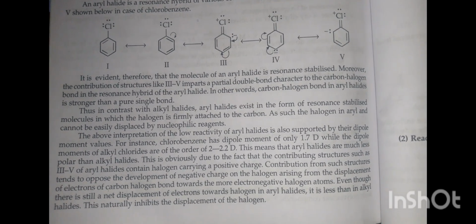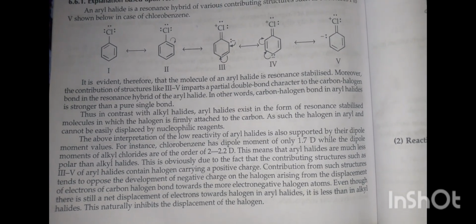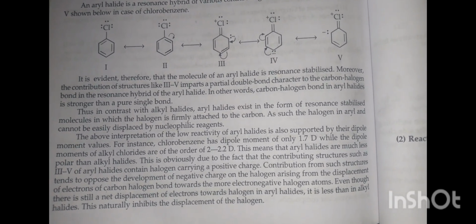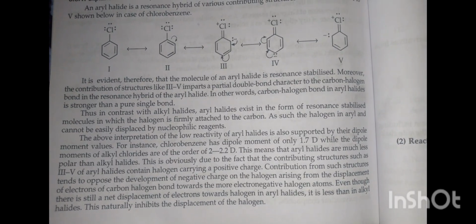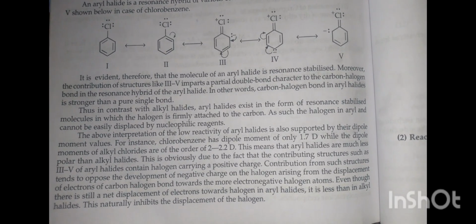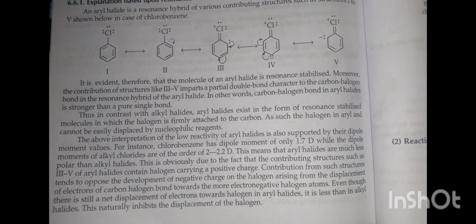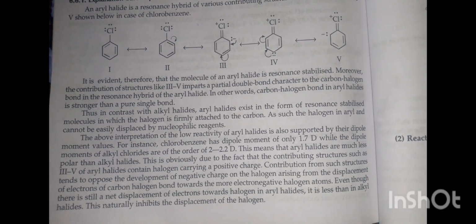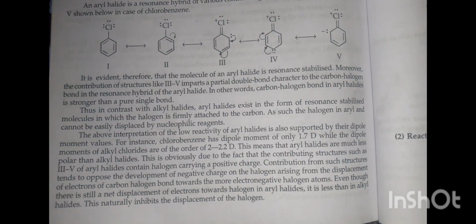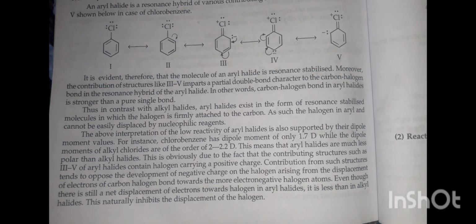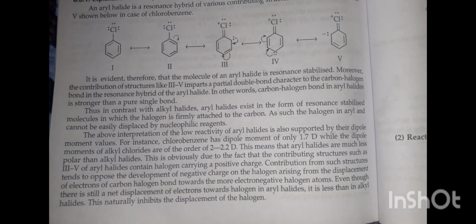The above interpretation of the low reactivity of aryl halide is also supported by their dipole moment values. For instance, chlorobenzene has dipole moment of only 1.75 debye, while the dipole moments of alkyl chlorides are of the order 2 to 2.2 debye. This means that aryl halides are much less polar than alkyl halides.